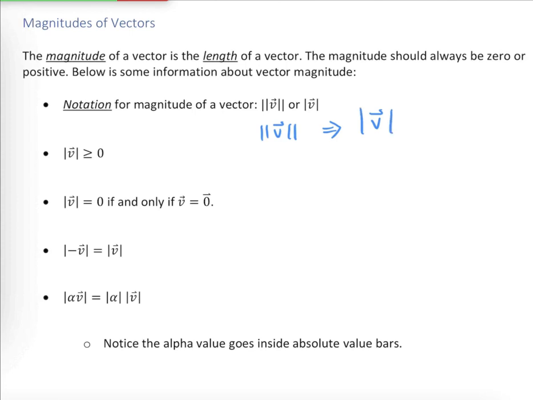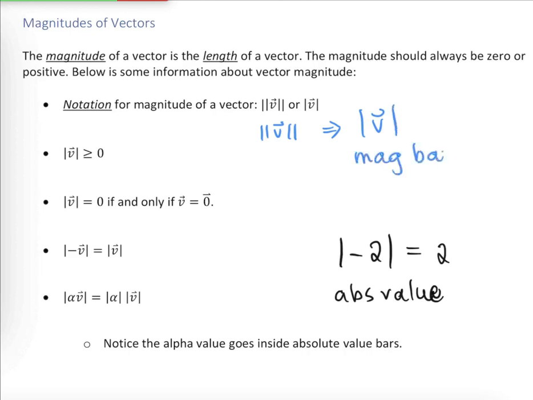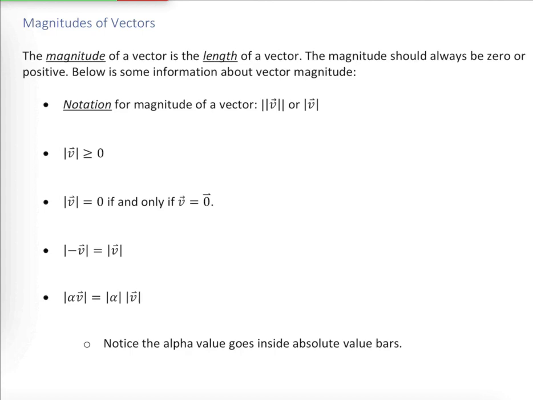Now, when what we have inside single bars is a vector, these bars are considered magnitude bars. But if what I had inside these vertical bars was a scalar quantity or a real number, then these bars would be considered absolute value bars. So whatever is inside the vertical bars is going to dictate what those bars represent. So in this case, they are mag bars, or magnitude bars.